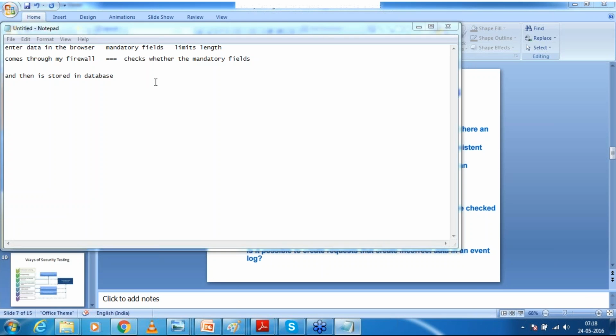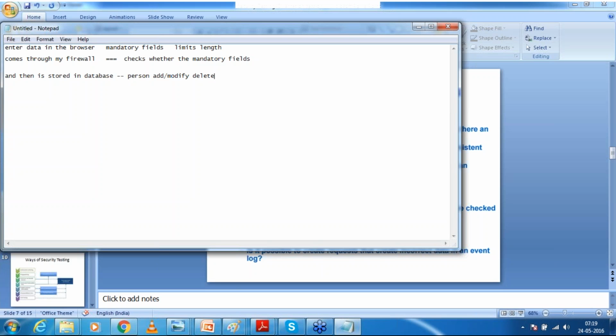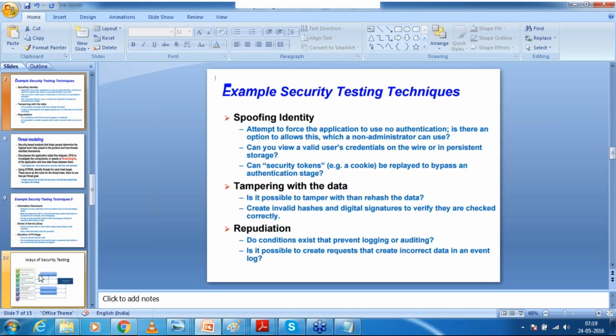All right, so once it is stored, it will check whether the person who intends to add, modify or delete this particular data has the required permissions, so that the user who enters the data in the browser can edit, add or modify it in the respective database tables, right? So if this flow and these conditions are known, you can design the threat model.